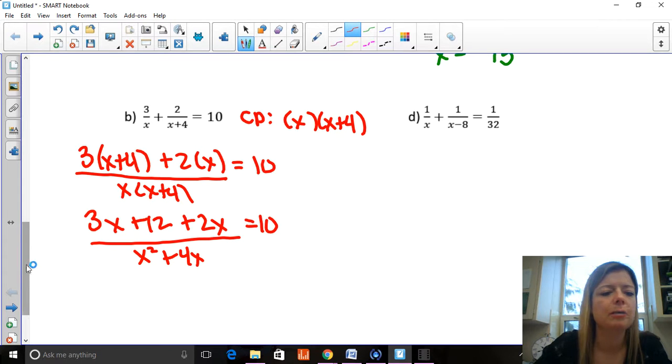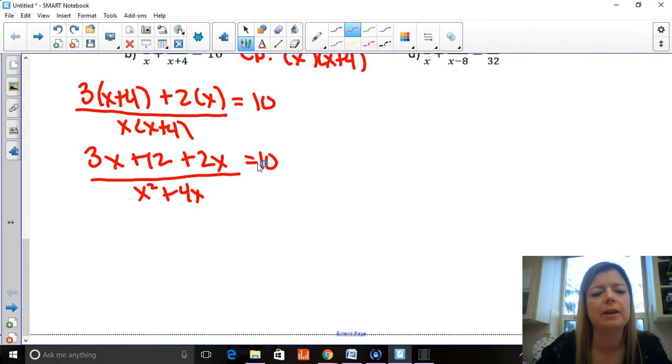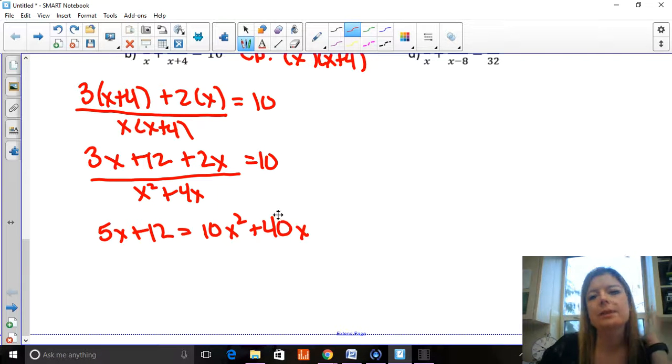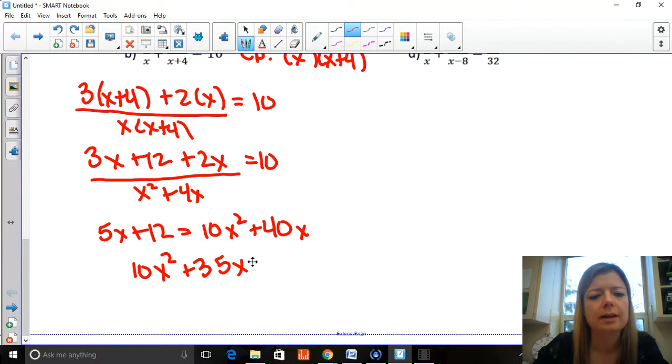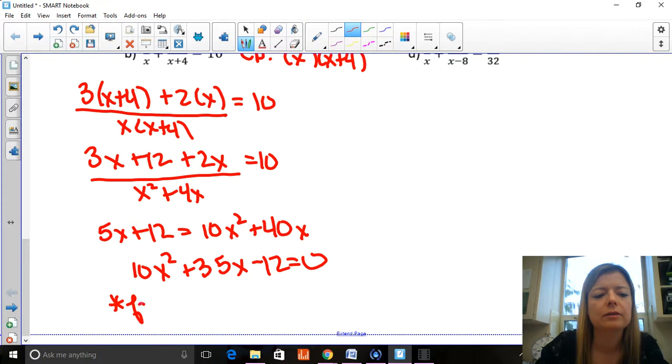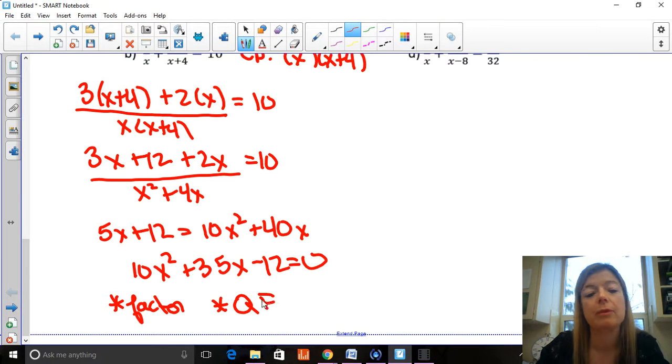I'm going to do two things at once now. I'm going to cross multiply this up, and I'm going to simplify this. So you get 5x plus 12 equals 10x squared plus 40x. Now this is again just a quadratic equation. So I'm going to move everything over to this side. So I would get 10x squared plus 35x minus 12 equals 0. Now you can either factor or use the quadratic formula to solve that problem.